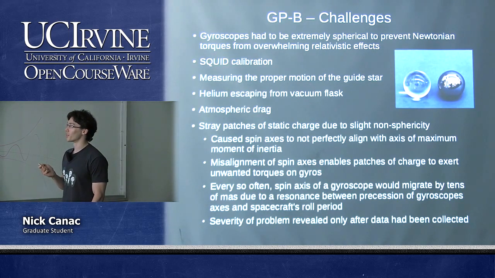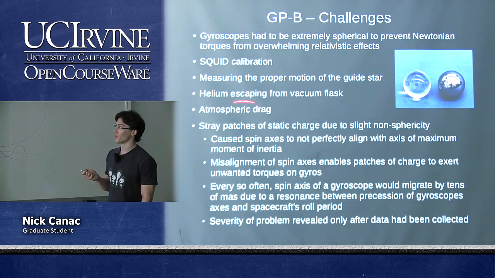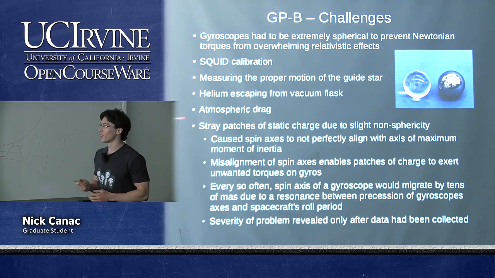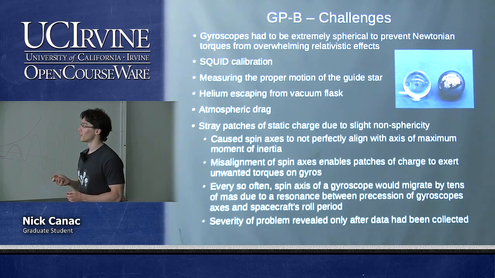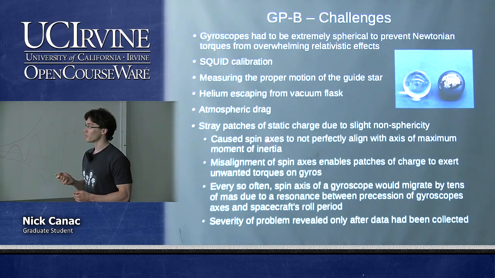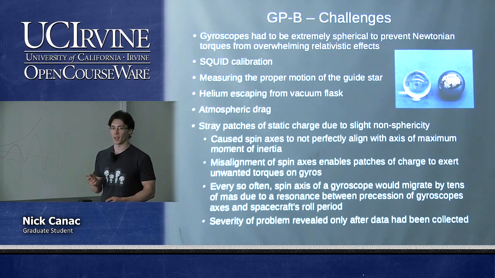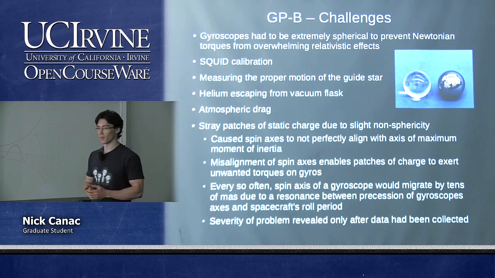The SQUID calibration is always kind of a mess. Measuring the proper motion of the guide star was a challenge. And they also had to deal with helium evaporating and escaping from the vacuum containers. But they actually came up with a clever way to use this to their advantage. They also had to deal with atmospheric drag, right? So you want your spacecraft to be in perfect free fall.